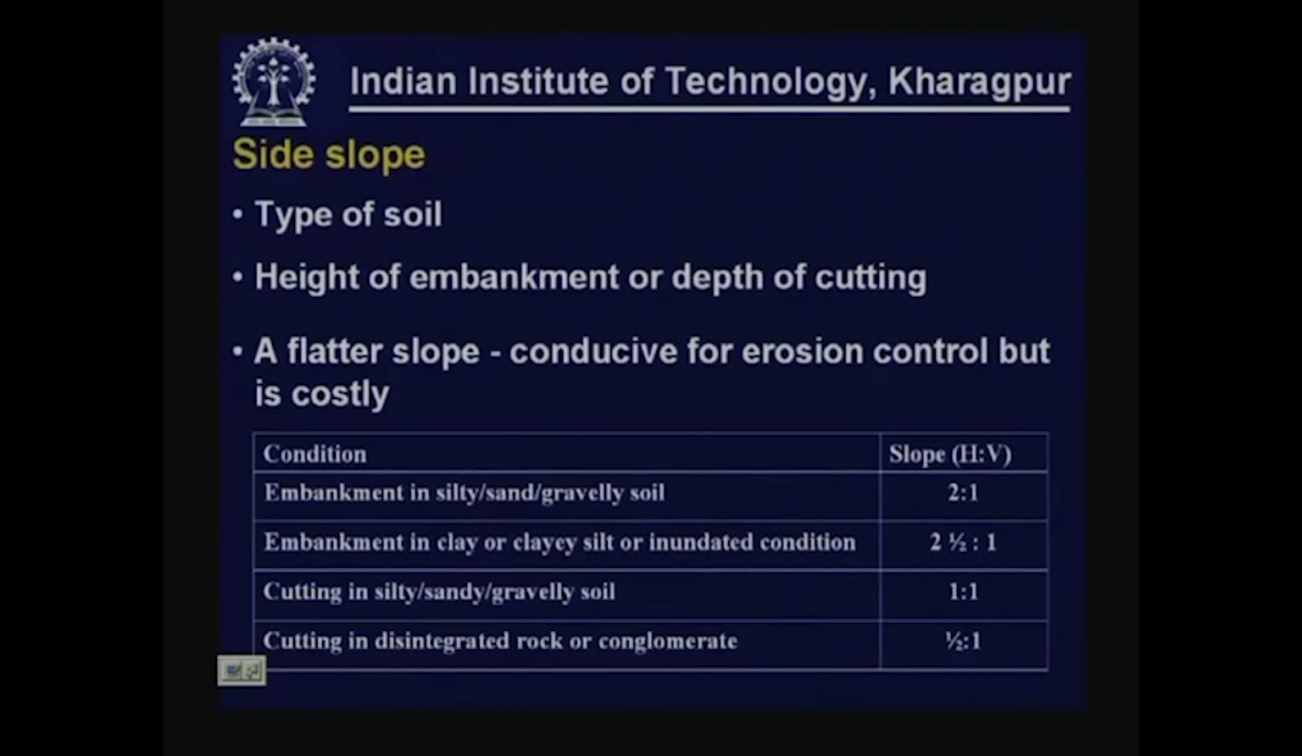Considering the type of soil, height of embankment or the depth of cutting, different side slopes are recommended. Indian Roads Congress guidelines again have prescribed different side slopes for different conditions. One can refer to those guidelines for getting the exact value under a given condition.